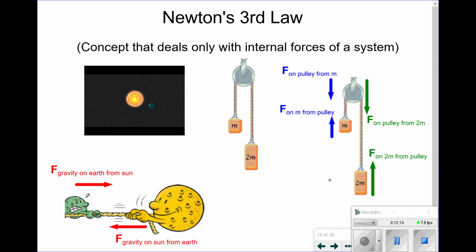M only pulls on the pulley. And again, they really just pull on the rope that's pulling on the pulley. M1 and M2 really don't pull on each other at all with the pulley in between. Now the question is, does the pulley matter? That's going to be something that we decide as we look through the problems.